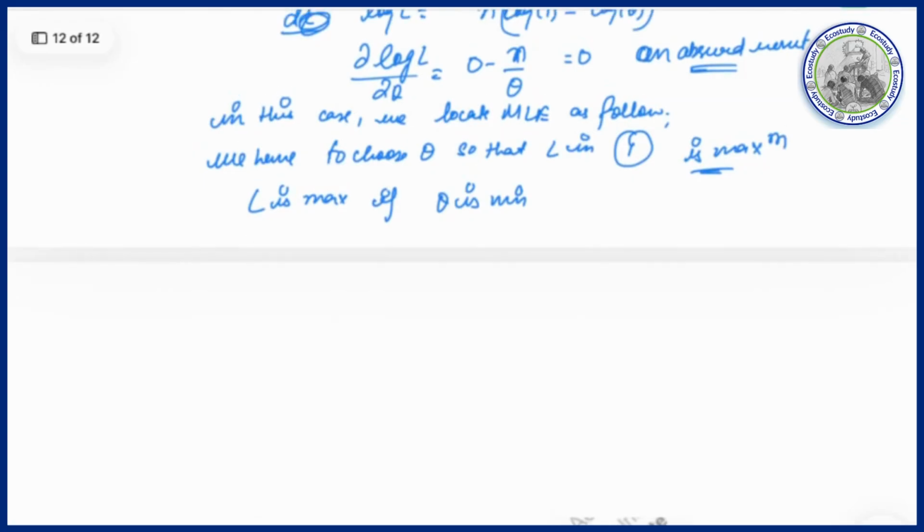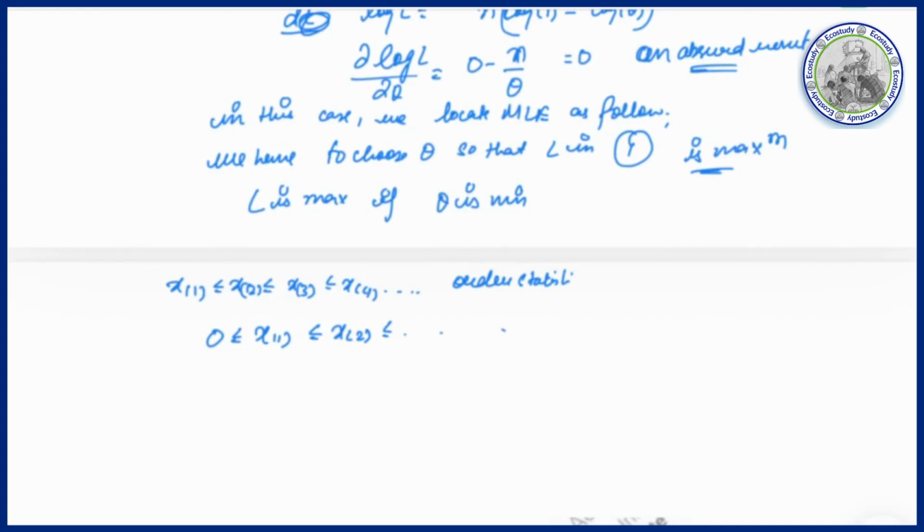So we will use the concept of order statistics. If you don't know order statistics, don't worry, we only need it here. Order statistics means the random variables are arranged in order, X(1) less than X(2) and so on. So we have order statistics, and we write X(1), X(2), ..., X(n) less than theta, where theta is greater than or equal to X(n). So the minimum value of theta consistent with the sample is X(n).